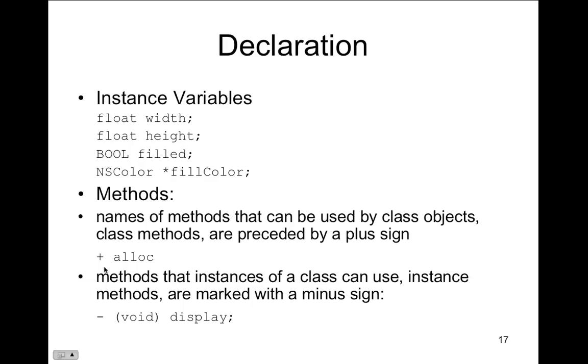We have pluses and minuses, and this actually comes from a UML kind of syntax. If you've ever done any UML, and you've ever done class diagrams with boxes, you had plus this method, minus that method. The methods that can be used by class objects, class methods, are preceded by the plus sign. A class method could be used by class objects. Or the minus: the methods that instances of the classes can use, instance methods, are marked with a minus sign, which is interesting. So we've got the class level and we have the instance variables. We have methods that are of the class level and of the instance level. It's like a tongue twister today.